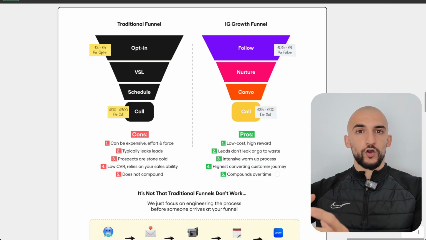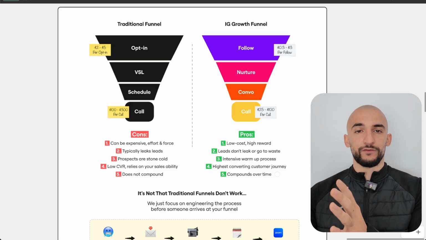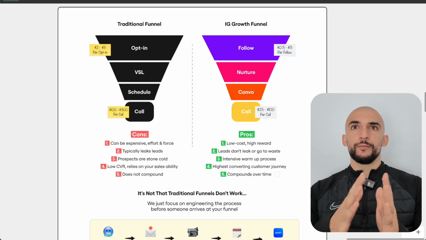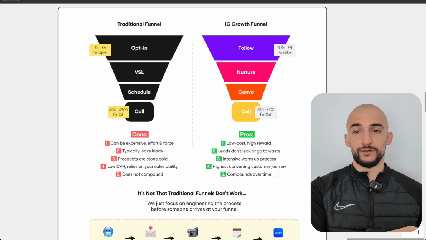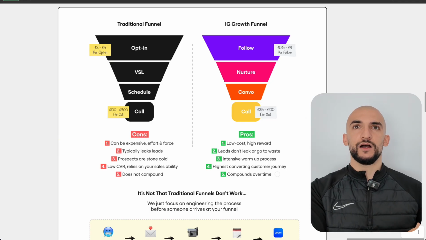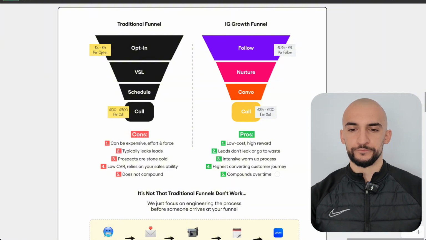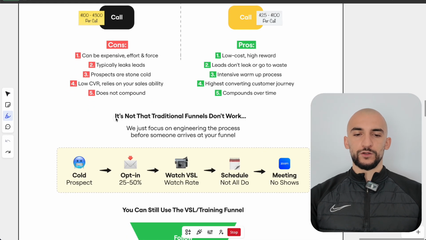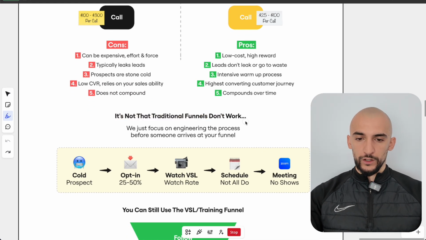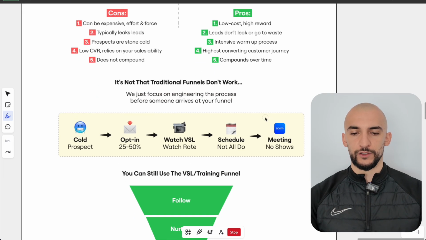And your revenue is going to compound over time, because over time you're going to have a higher amount of followers, but also the followers that came through early on in the phase of your campaigns are going to be warming up, and that warmth is going to compound over time. And obviously that warmth is going to lead to more revenue, right? And higher trust and all that sort of stuff. So it's not that traditional funnels don't work. We just focus on engineering the process before someone arrives at your funnel.